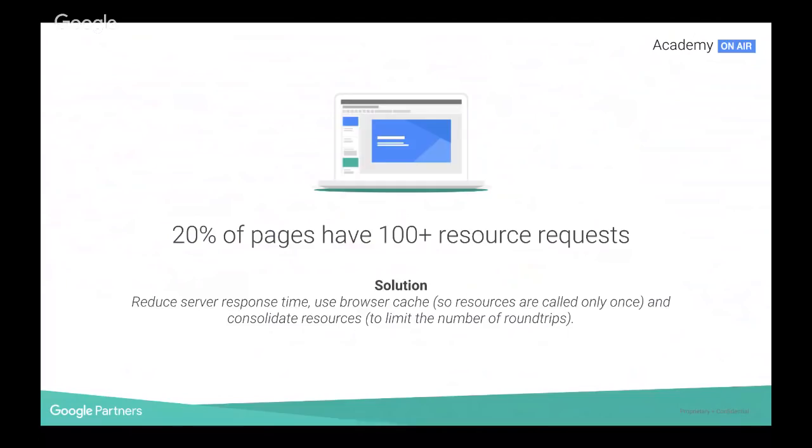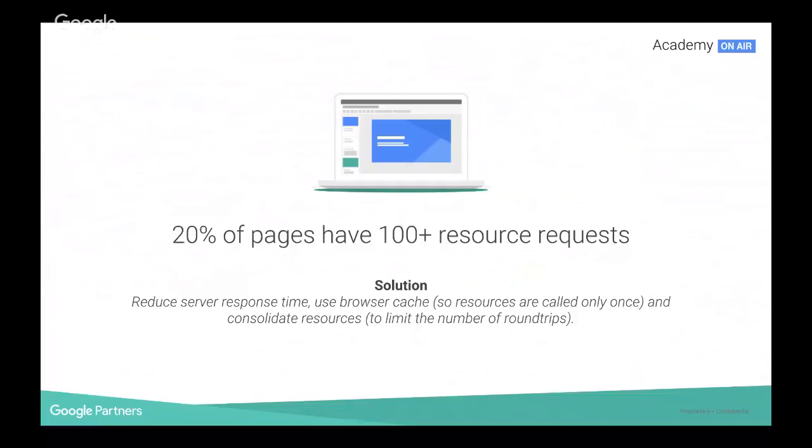Moving forward from there, I think resource requests, again, become a bit more technical, so I wouldn't want to spend too much time on it. But basically, it's the number of times the user's device needs to interact with your servers to gain various resources and make up the entire web page. So the lesser number of resource requests that you make, the easier or the faster it is for the website to load on the user's end.